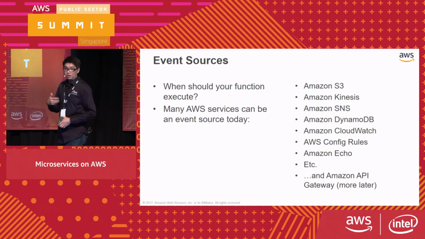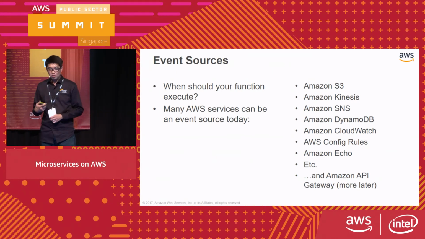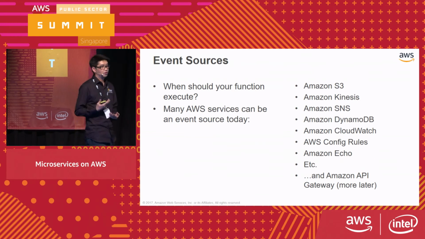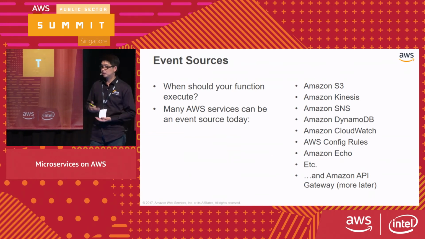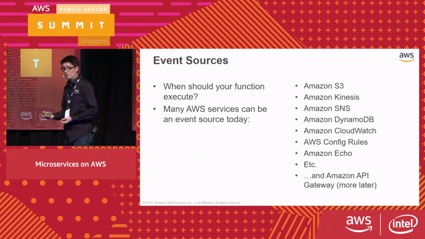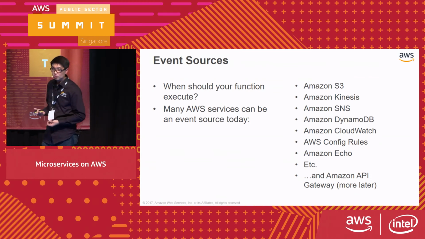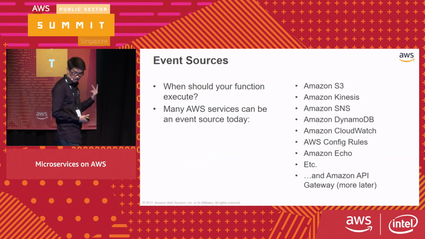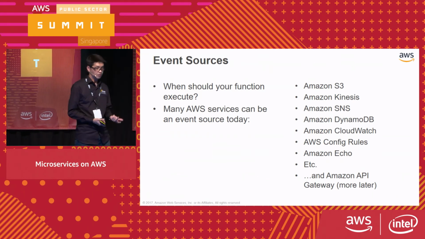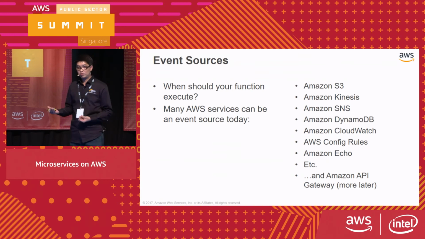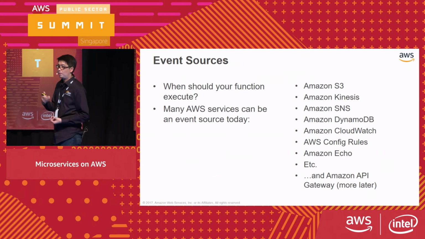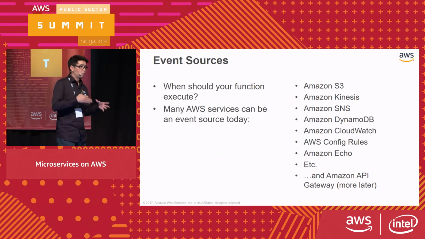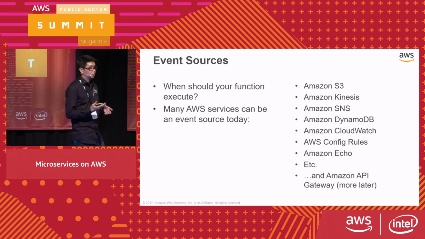Next is event sources. You have built your code. Of course, you want it to be executed. So how do you define when and how it is executed? Basically, it's based on event source. As of today, there are many different event sources that you can use. It could be S3, Kinesis, SNS, or even Amazon API Gateway. Based on the event sources, certain information or metadata is passed to your function such that the application will know in what context the application code will run.